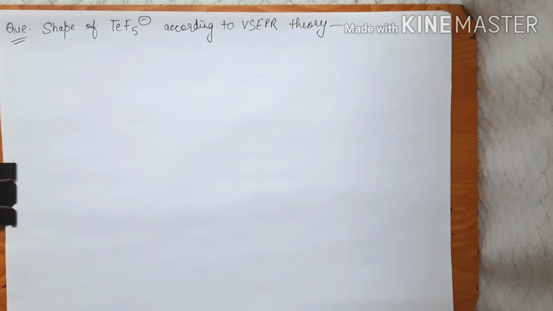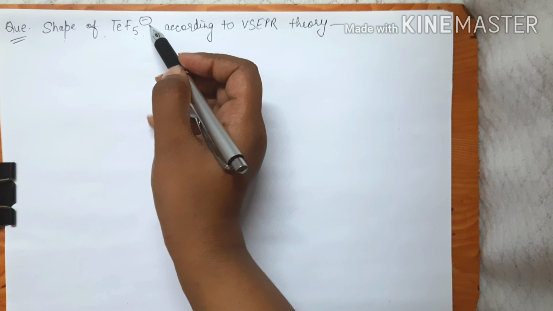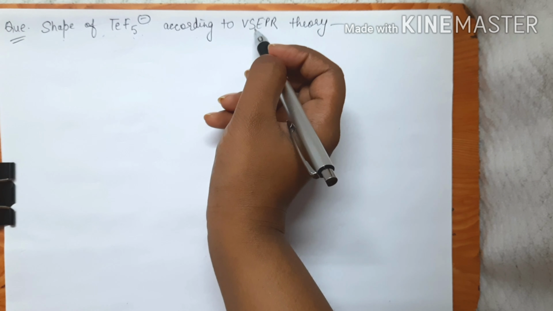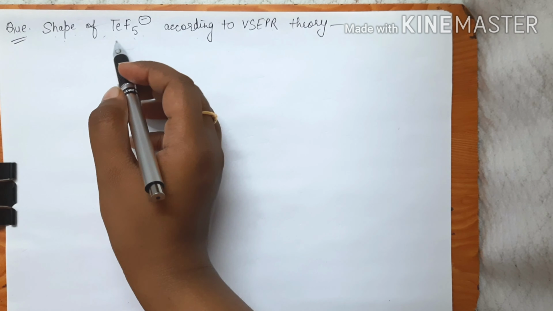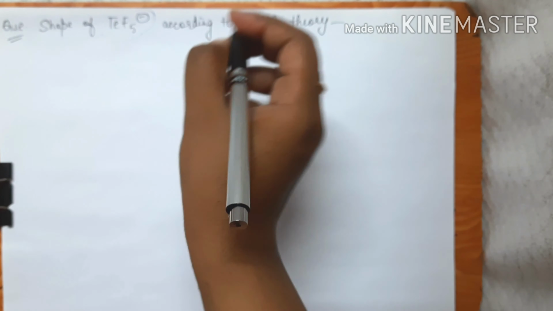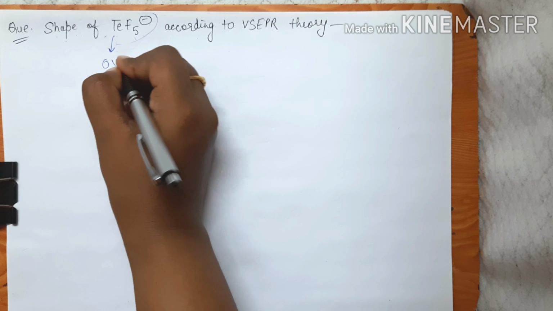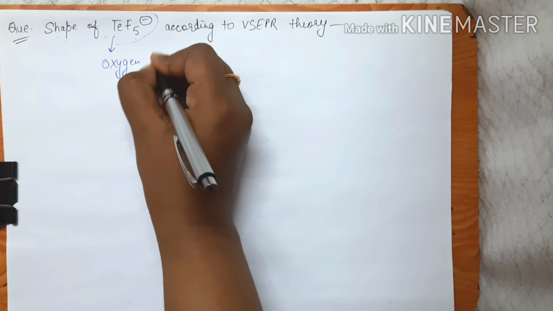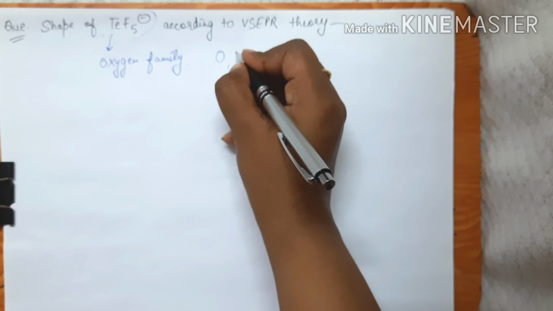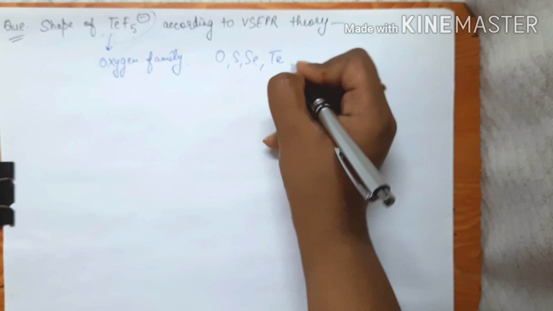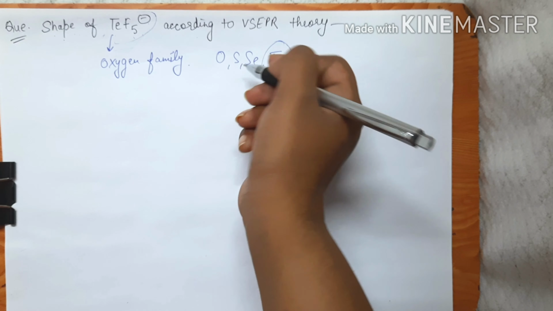So in the next question they were asking about the shape of the TeF5 negative molecule according to valence shell electron pair repulsion theory. So we have to find out the shape of this molecule. Here Te is tellurium. We know that tellurium belongs to the oxygen family: oxygen, sulfur, selenium, tellurium, polonium. So tellurium belongs to the oxygen family.